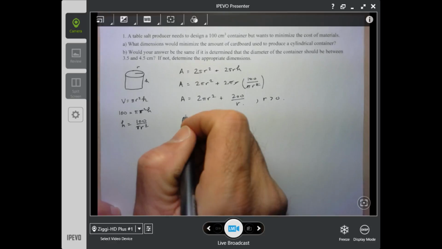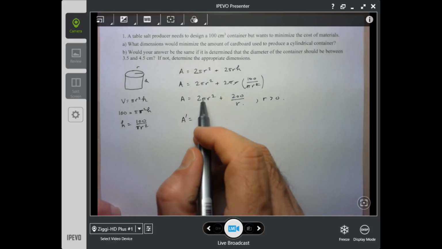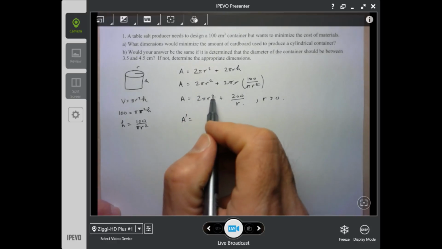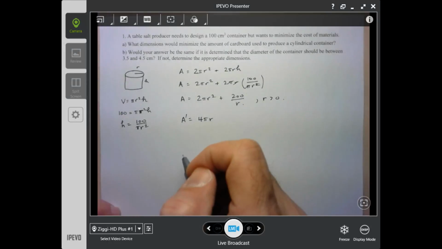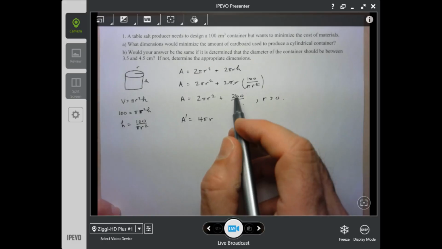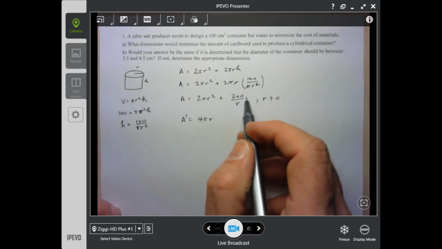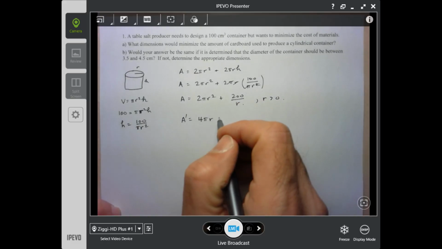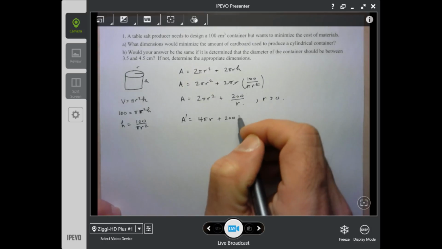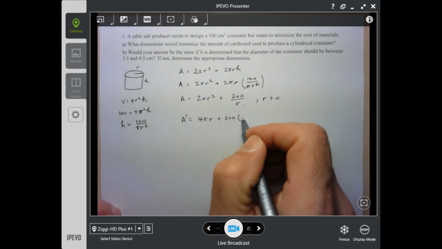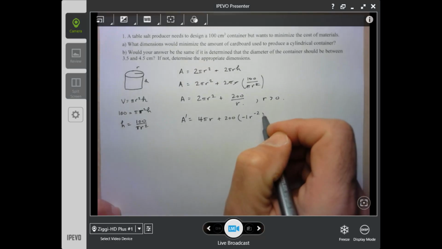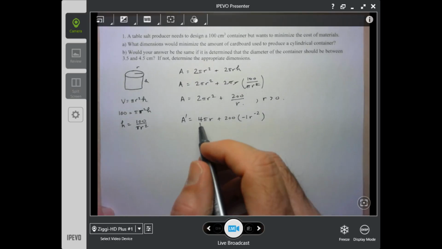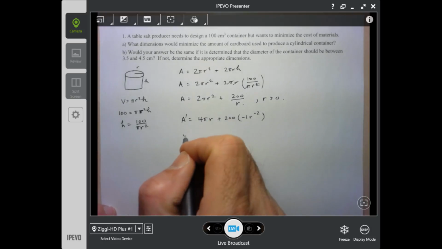All right, so let's take the derivative here. This one's nice and easy. 2 pi is just a constant, and the derivative of r squared is 2r, so I'm going to have 4 pi r. And here, I'm going to think of this as 200 times r to the minus 1. 200 is just a constant, and the derivative of r to the minus 1 is negative 1 times r to the negative 2. And I want to determine when this is equal to 0.